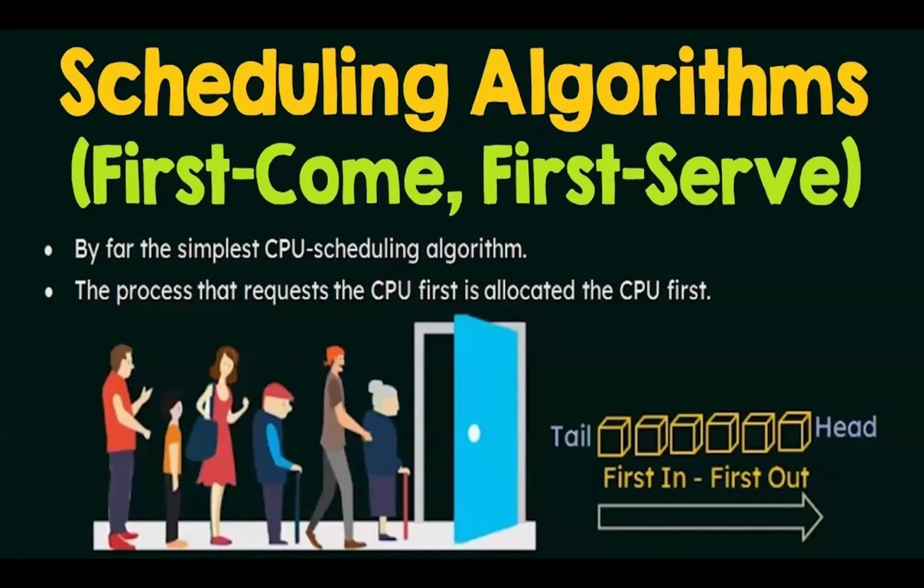So first come, first serve is by far the simplest CPU scheduling algorithm. The process that requests a CPU first is allocated the CPU first. It's like a queue. The first one who comes will be the first one who will be served. So first in, first out.